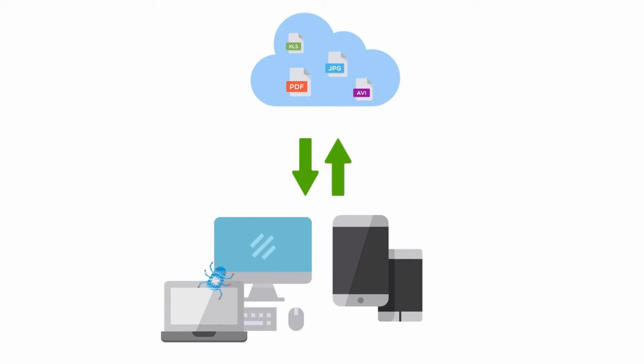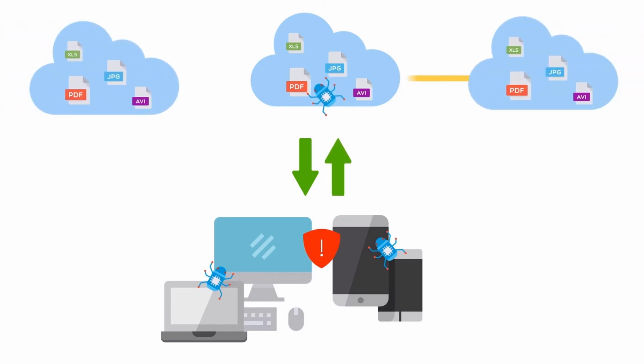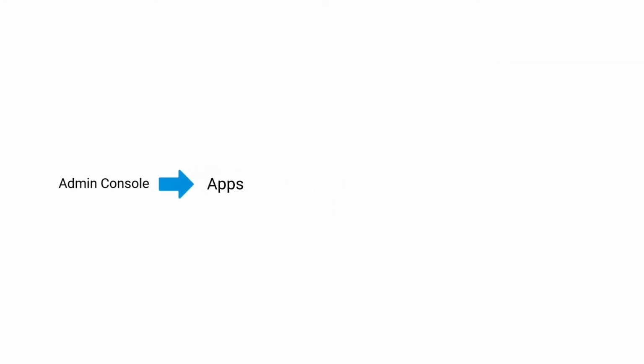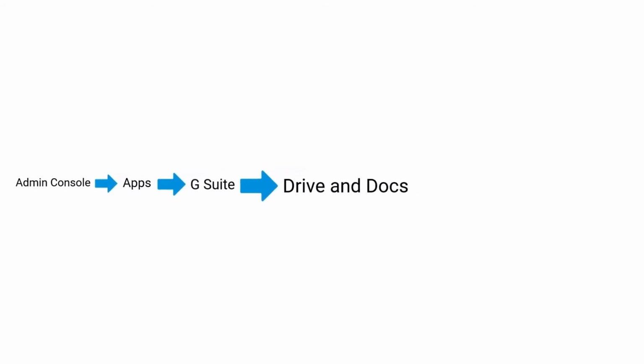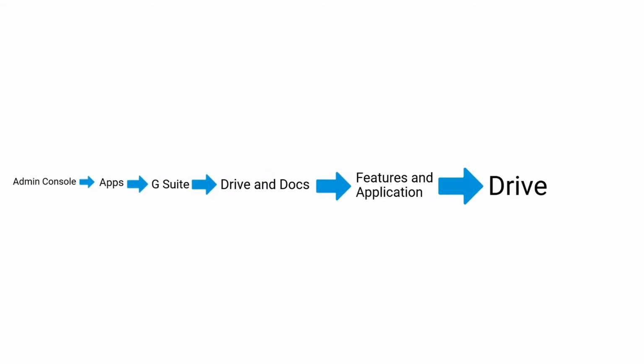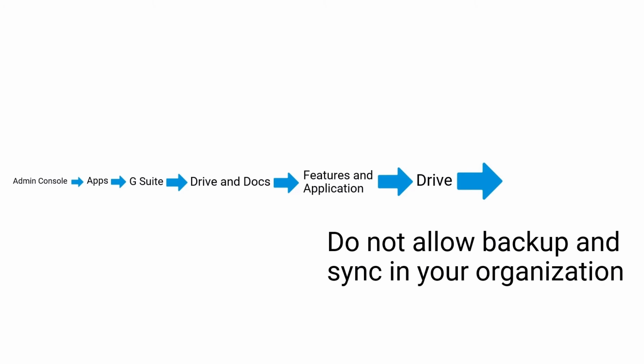If ransomware encrypts a drive file on your local system, the synced copy of the file in the drive will also be infected. Once your drive is infected, ransomware can easily spread to other folders and drives through shared drives and common folders. As a G Suite admin, you can turn off the sync feature from the admin console to prevent users from installing the sync client, and also to disconnect existing sync. To disable backup and sync, go to Admin Console, Apps, G Suite, Drive and Docs, Features and Applications, Drive, and select Do Not Allow Backup and Sync in your organization.